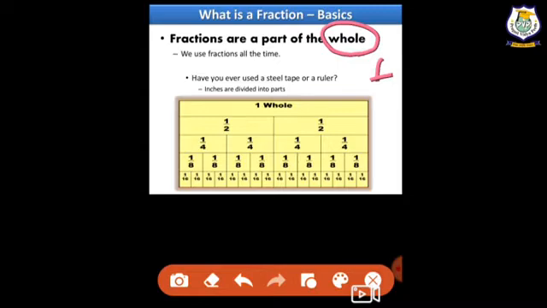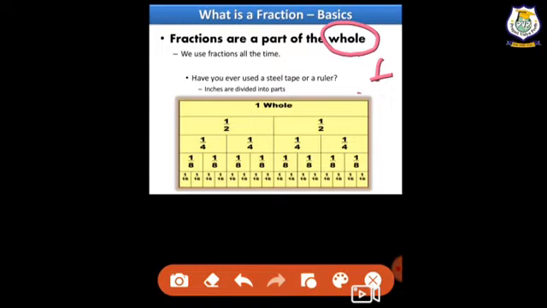Here the question is given: have you ever used a steel tape or a ruler? That is also an example of fractions, a steel tape or a ruler. You must all be aware of the ruler. Inches are divided into parts, so you have seen the ruler. In that ruler there are centimeters, meters and inches, and they are divided into parts.